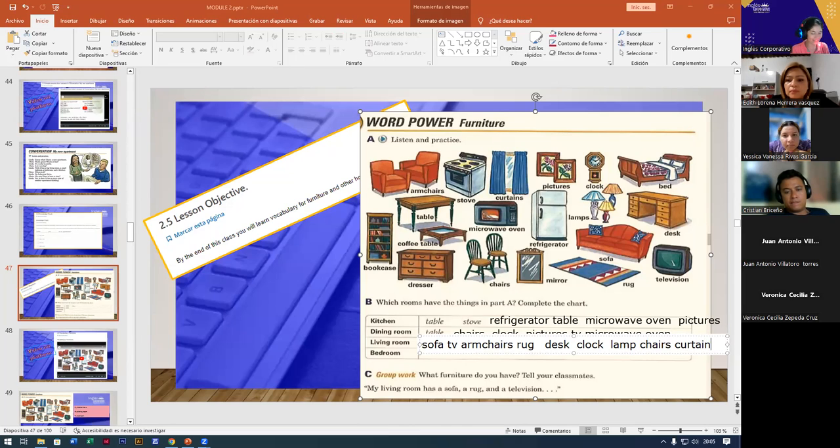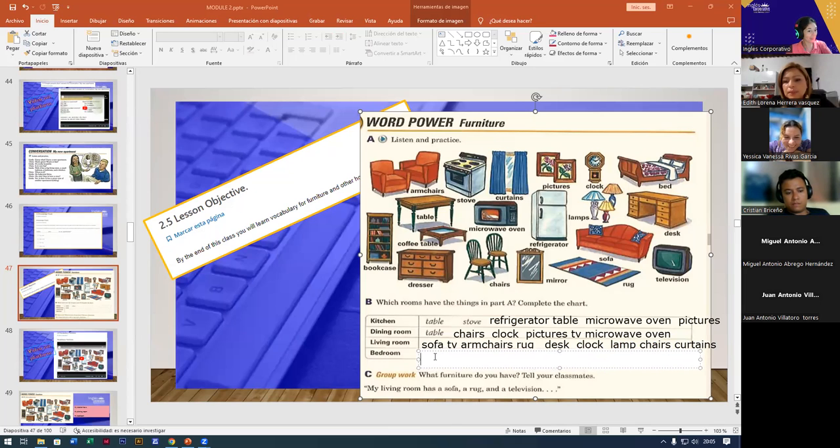So there are a lot of things, right? A rug. We have a rug. A fan. Ventilador. A fan, that is true. Yes, it's necessary, right? These days it's too hot. Yes, that's very necessary.